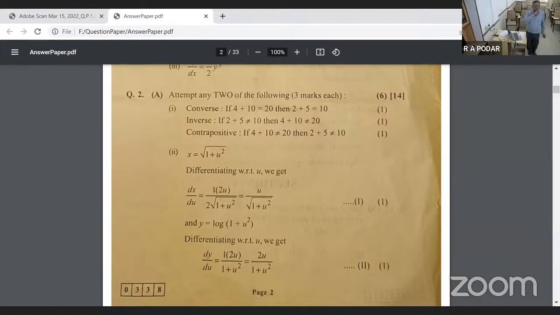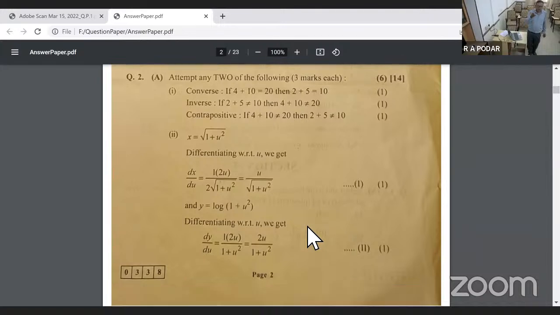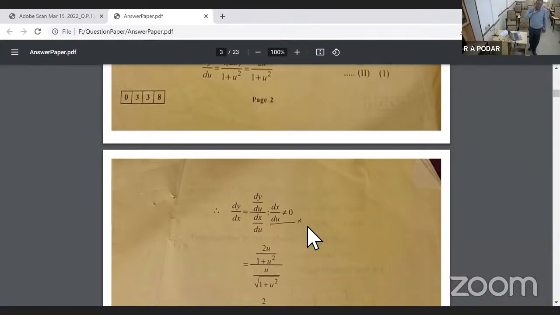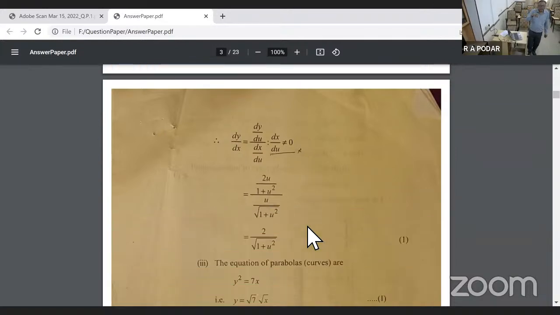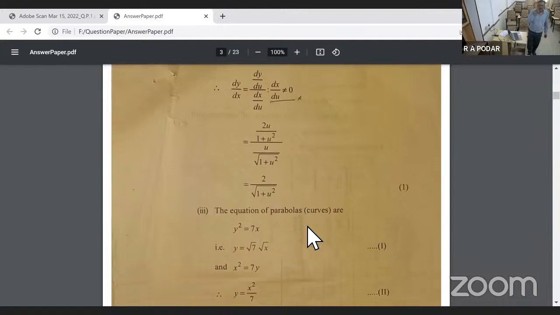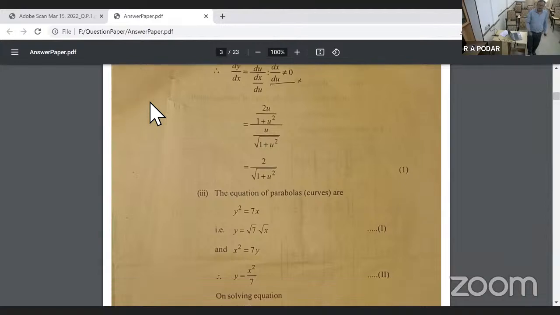Okay, then the second question we go to, that is the parametric. So derivative of x with respect to u. You can see this. First find the derivative of x with respect to u. Then you get u upon underscore 1 plus u square. For that equation 1, 1 mark is given. Then for finding the second derivative of y with respect to u, the second mark is given. And for the final answer, 1 mark is given. For the final answer, you can cancel the common factors if there are. So u was there, u is cancelled from numerator and denominator, and finally you get 1 mark for the final answer.